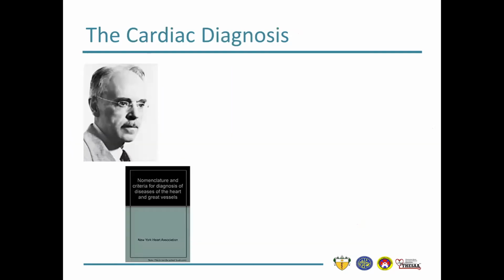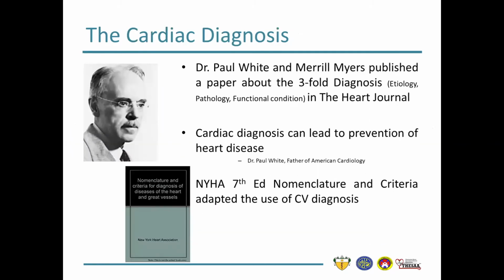In 1932, Paul Dudley White, founder of the American Heart Association, published The Heart. Together with Merrill Myers, he advocated the use of threefold diagnosis that includes etiology, pathology, and functional condition. Cardiac diagnosis for him can lead to prevention of the disease.